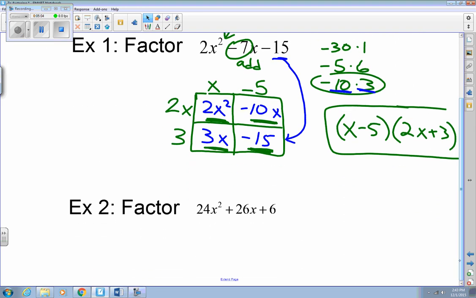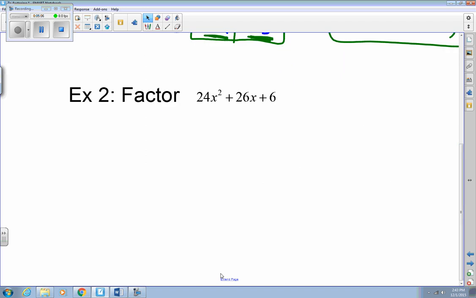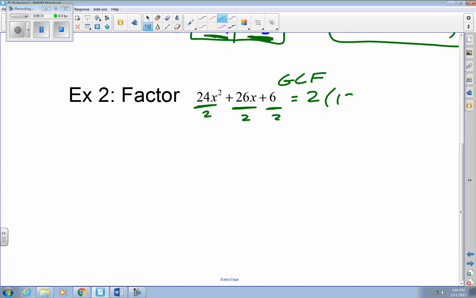Okay, so we have example 2, we need to factor again. Remember, sometimes you have to do GCF, greatest common factor. I didn't do that in the first problem, there wasn't one right away. But here, between 24x squared, 26x, and 6, the greatest common factor is 2. So it's like you're dividing each term by 2. So we're undistributing: 2 times 12x squared plus 13x plus 3. Now, what's on the inside of the parentheses? We can factor this further.